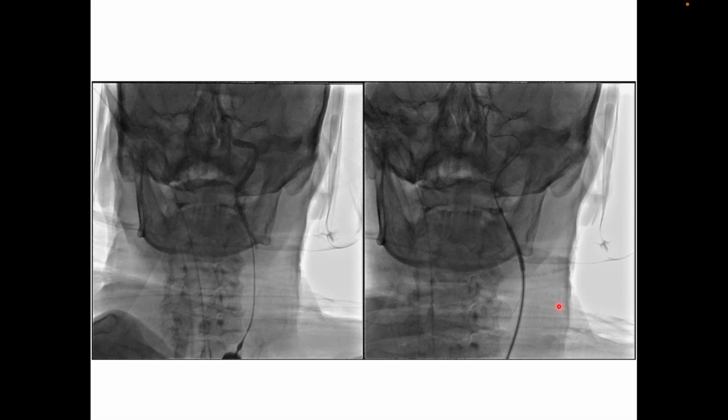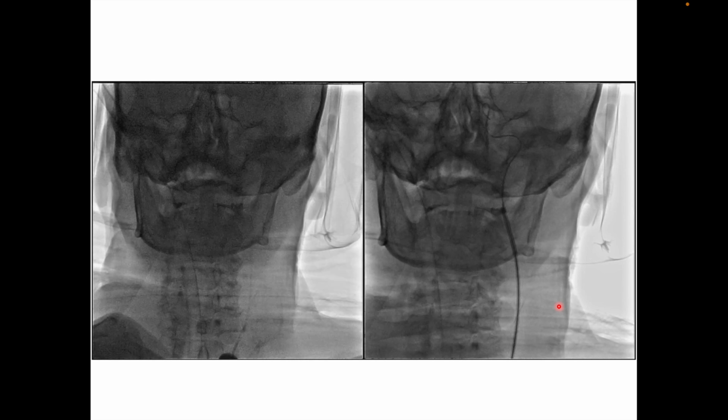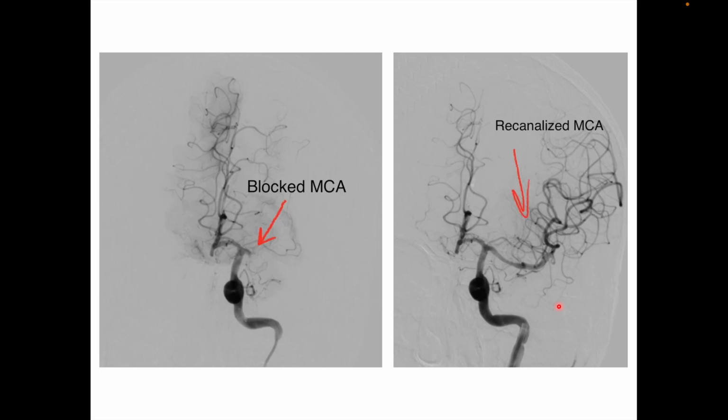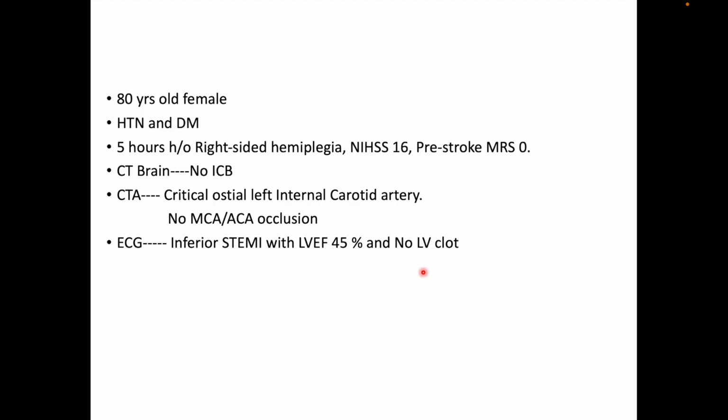In this case, we are using a Fubuki sheath, 6 French, 90 centimeter long. And then we went up and we did the stroke intervention. This is the MCA that was blocked here, and we recanalized the MCA. And then we did just manual compression over the carotid, and the puncture healed.